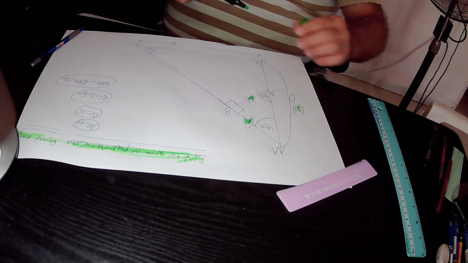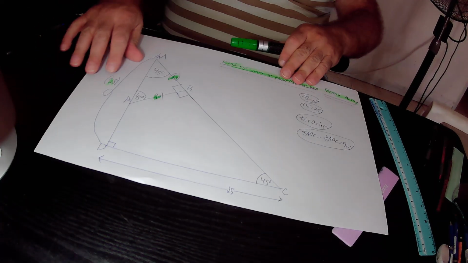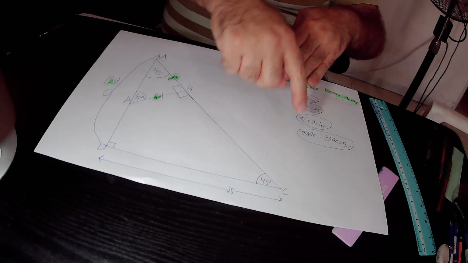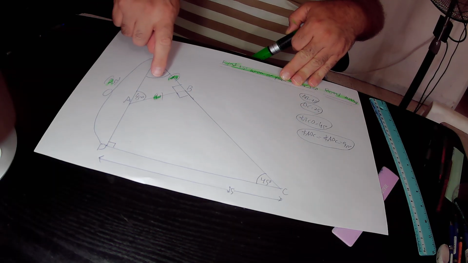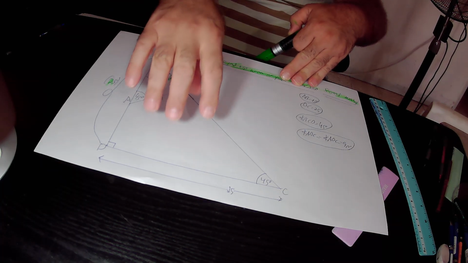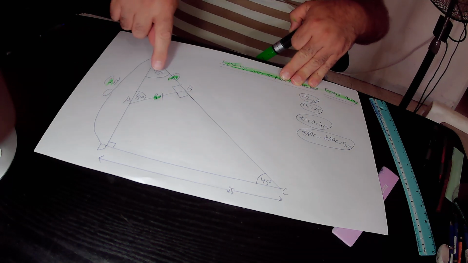It is very easy to see that the area of this quadrilateral ABCD equals the area of the big right triangle MDC minus the area of the small right triangle AMB. Again, the area of this quadrilateral ABCD equals the area of the big right triangle MDC minus the area of this small right triangle AMB.